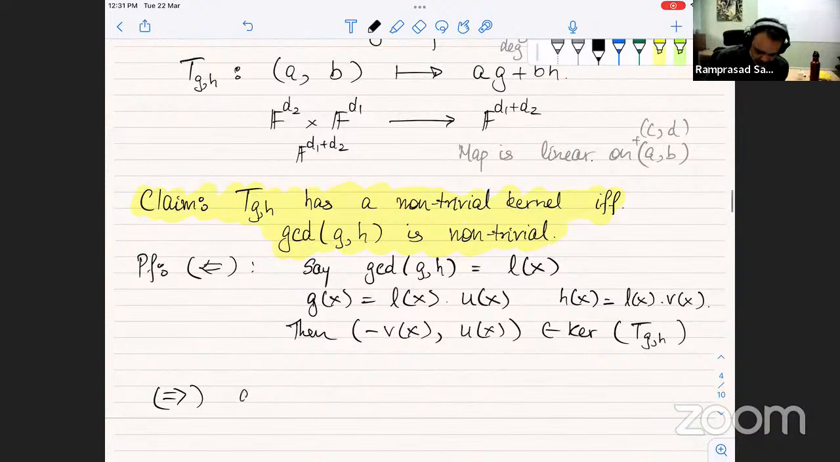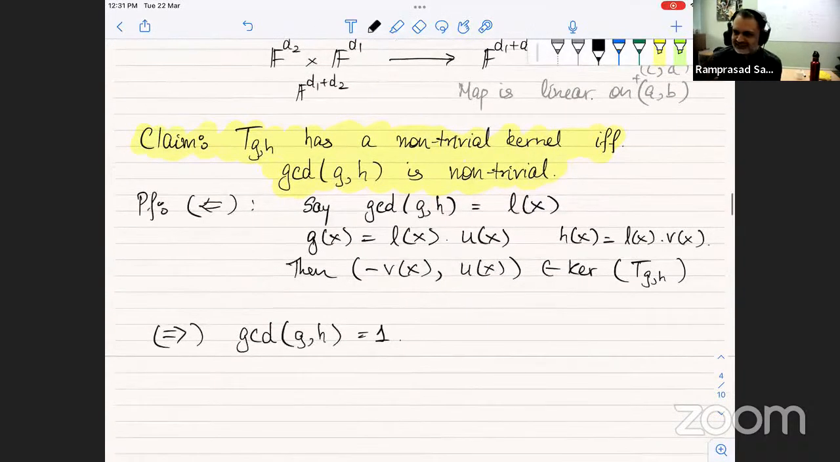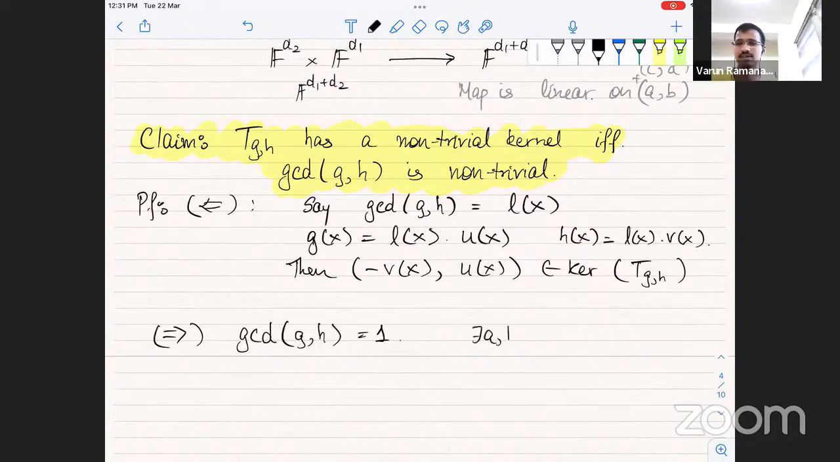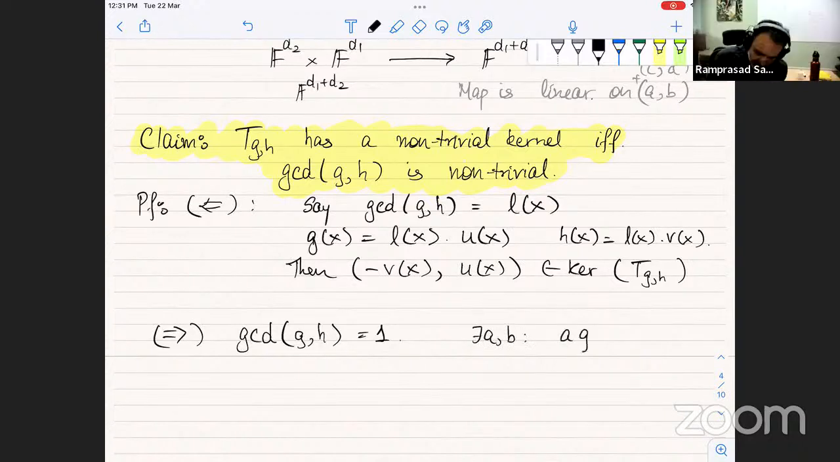Okay. So we want to somehow argue that the other direction is also true. So let's assume that the GCD of G and H is equal to 1. I want to somehow argue that there is nothing in the kernel. Now, it somehow naturally suggests doing something. Once you know GCD is equal to 1, what would you like to do? You'll basically immediately feel like saying that, oh, there exist A and B such that AG plus BH is equal to 1.